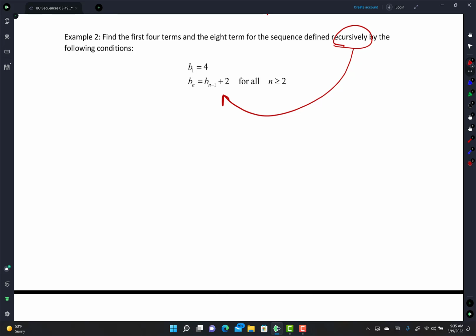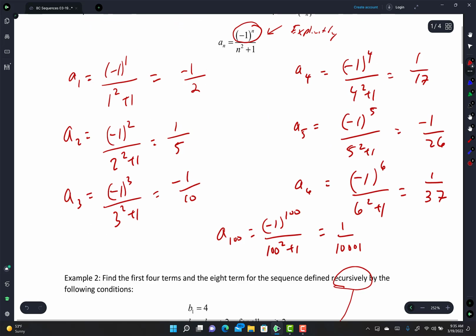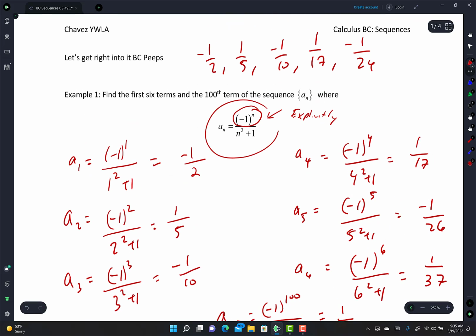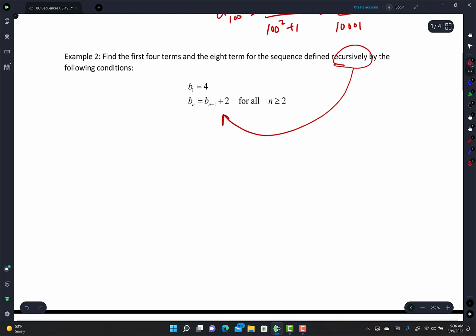on the previous term. And notice that on the last one, we could find any term. None of them depends on any of the others. We just find it immediately. Does that make sense? But recursively means that you're basing the next one off of the previous one. So this b of n minus 1 is your previous term, the term right before it. Does that make sense, guys? Let me write it down. So that's what it means.